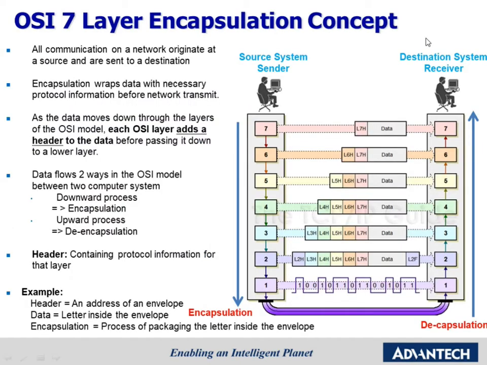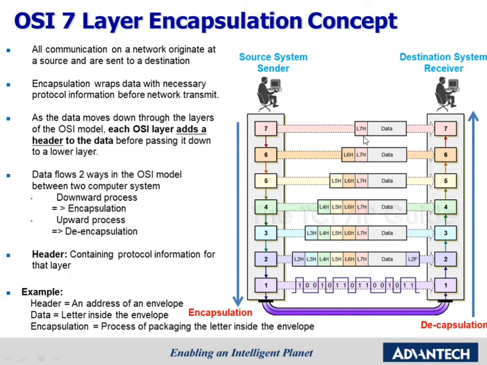Here we will talk about the OSI 7-layer encapsulation concept. All communication on a network originates at a source and is sent to a destination. So the picture here has the source system, the sender, and the destination system, the receiver. The data from the sender will be encapsulated layer by layer until it reaches the lowest level. As you can see, the data will have a header in the front, which contains the protocol information of each layer.